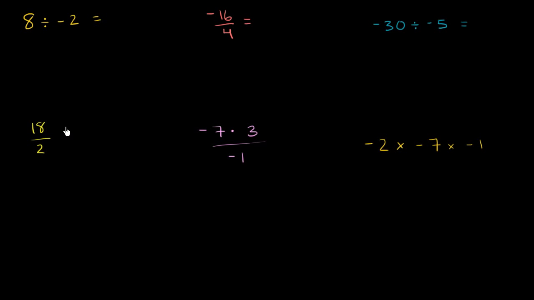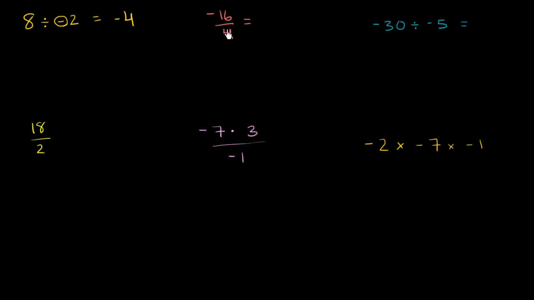But let's apply it. And I encourage you, pause this video and try these out yourself, and then see if you get the same answer that I'm going to get. So 8 divided by negative 2. If I just had 8 divided by 2, that would be a positive 4. But since exactly one of these two numbers is negative, this one right over here, the answer is going to be negative. So 8 divided by negative 2 is negative 4.